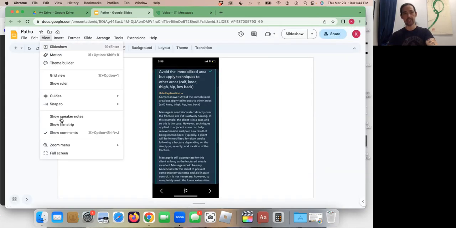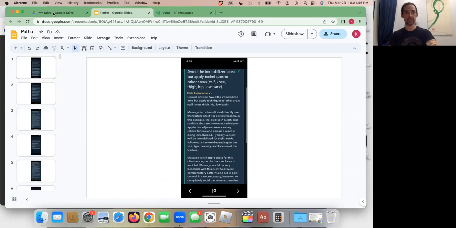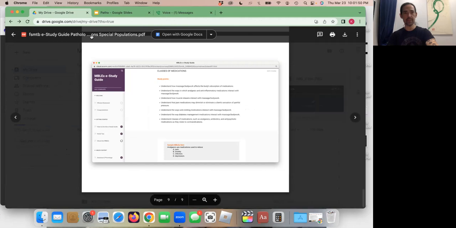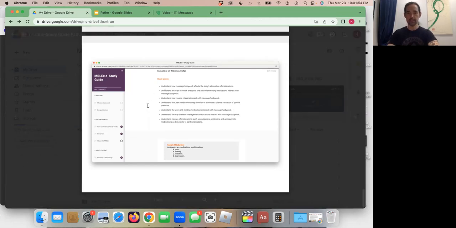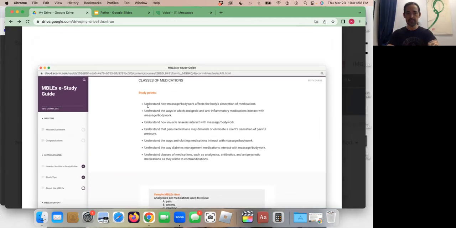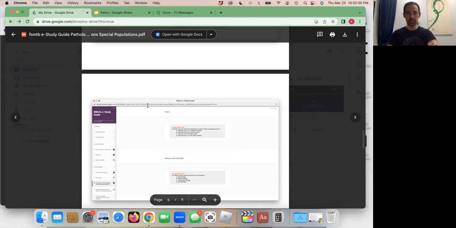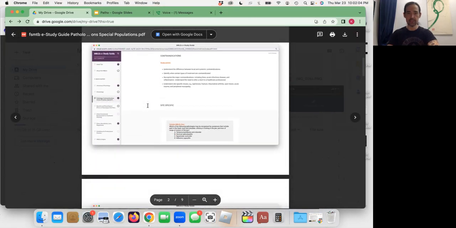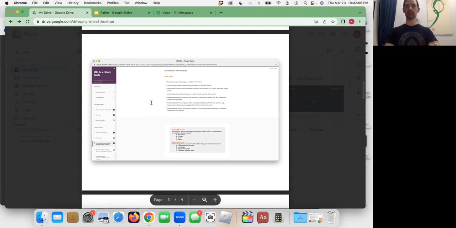And in the meantime, your assignment is to go to the MBLEx drive to look at this pathology e-study guide. You should be looking at all these and look at the study points. Anything that doesn't have a green check mark by it, we didn't cover tonight. We haven't covered in class. So you have to make sure that we cover it.